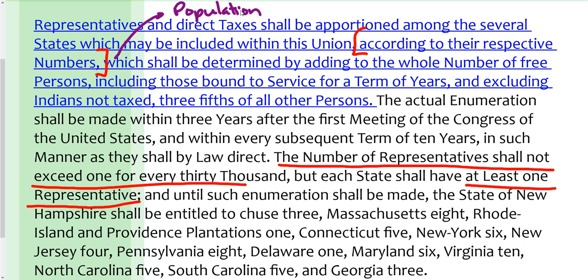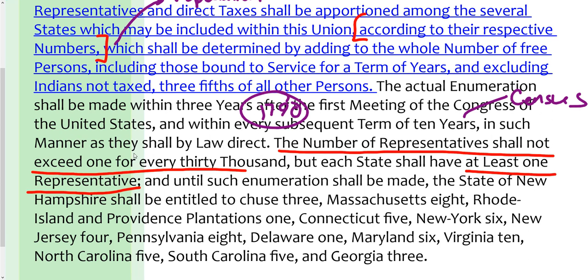So they left that kind of open like that, and they did that on purpose. The actual enumeration shall be made within 3 years after the first meeting of Congress of the United States. That was done, 1790. And within every subsequent term of 10 years, that's the census, we do that in such manner as they shall by law direct. So Congress sets the rules on that.